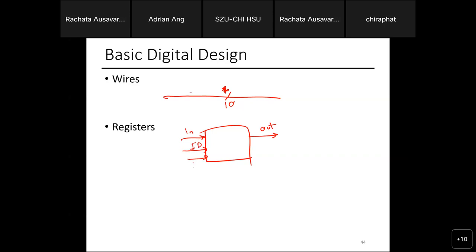And then another input is read or write. Am I reading from it? Which means if I'm reading from it, I'm going to produce an output. If I'm writing to it, my output is nothing. It is, as we would say, don't care. It can output some signal, I don't care, because I'm writing to the register.